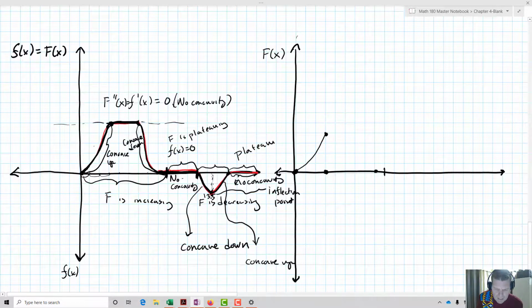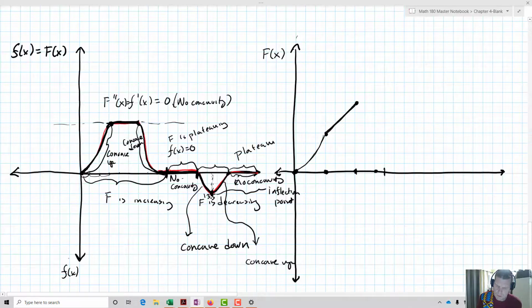Now, from 3 to 6, okay, from 3 to 6, I'm going to get no concavity. That means that I've got some kind of linear function. It's still increasing. Notice it's above the line, so it's still increasing. But what that means is that we're just going to have a straight line. No concavity, no curvature to the line at all. Okay.